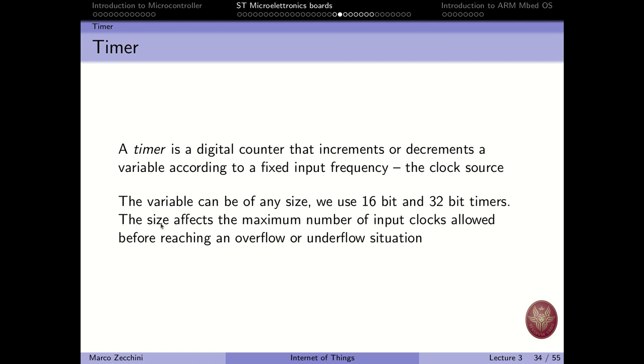So the size means that for achieving an underflow or an overflow, we need to wait more if we have a big timer, because depending on the input clock given by the oscillator or whatever, achieving an overflow or an underflow in a 32-bit timer requires much more time than achieving it in a 16-bit one.